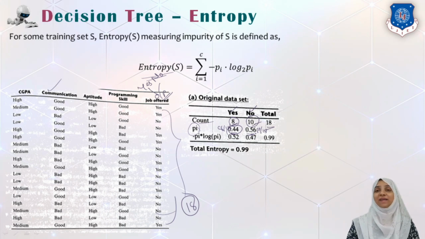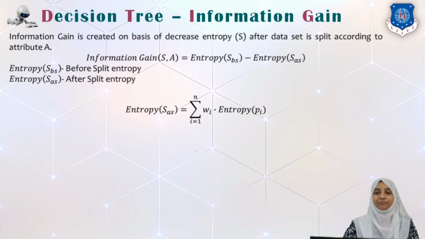And P of I into log of P of I to the base 2 can be calculated for these values. So 0.44 into log of 0.44 to the base 2 is 0.52, and 0.56 into log of 0.56 to the base 2 is 0.47, and the summation of these two values is 0.99. Now, in the next step, we will calculate information gain.